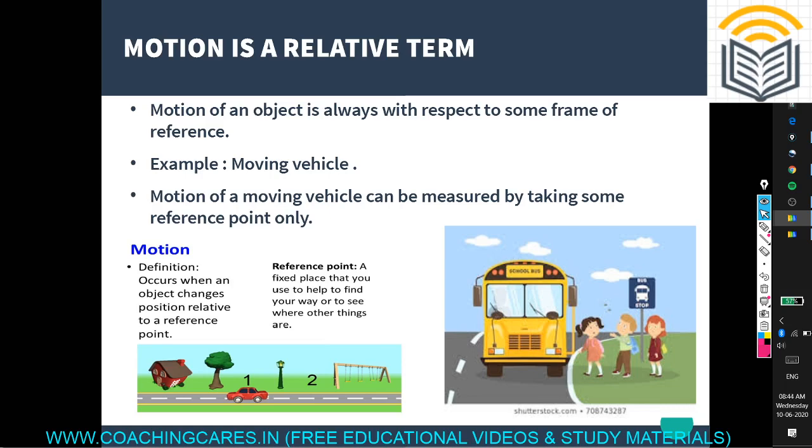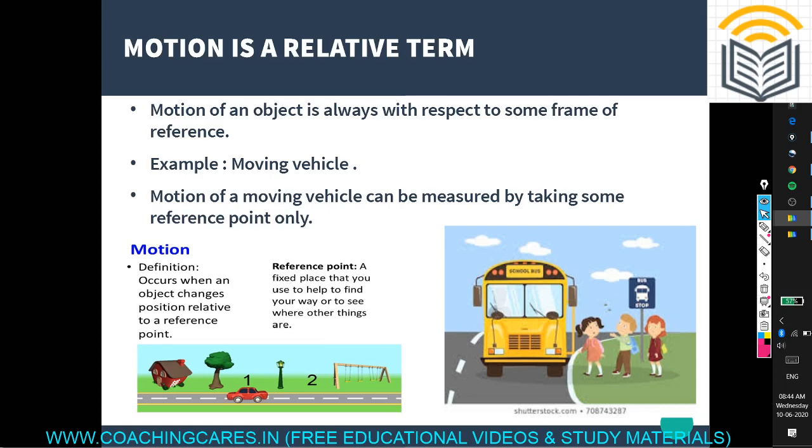It may be different reference points. So by considering different reference points, motion will be in a different situation. Motion will be different based on that reference point that we considered as observer. Let us consider this example in the picture.